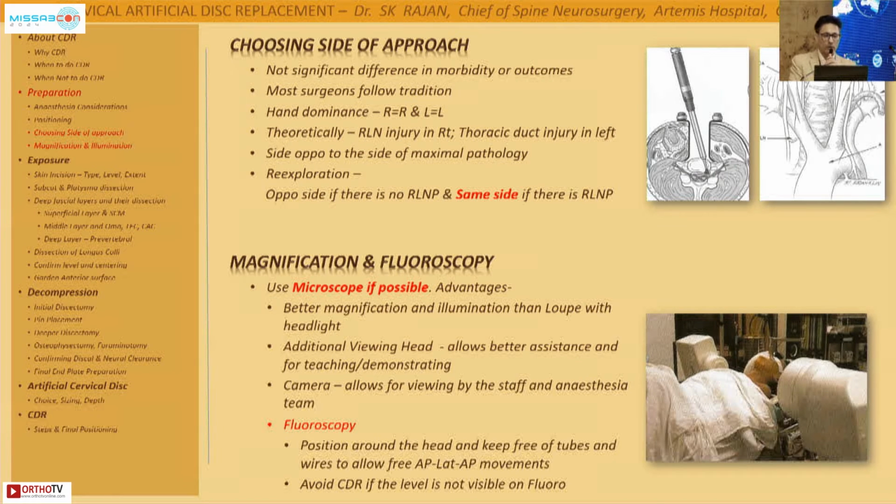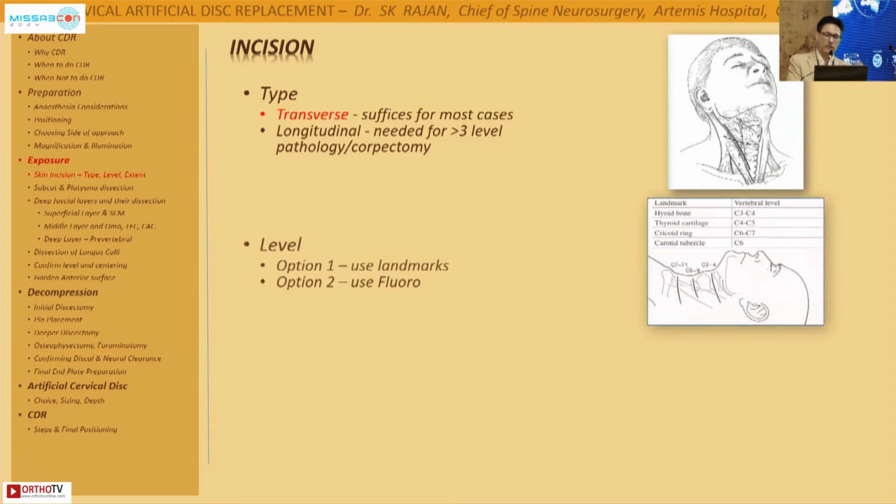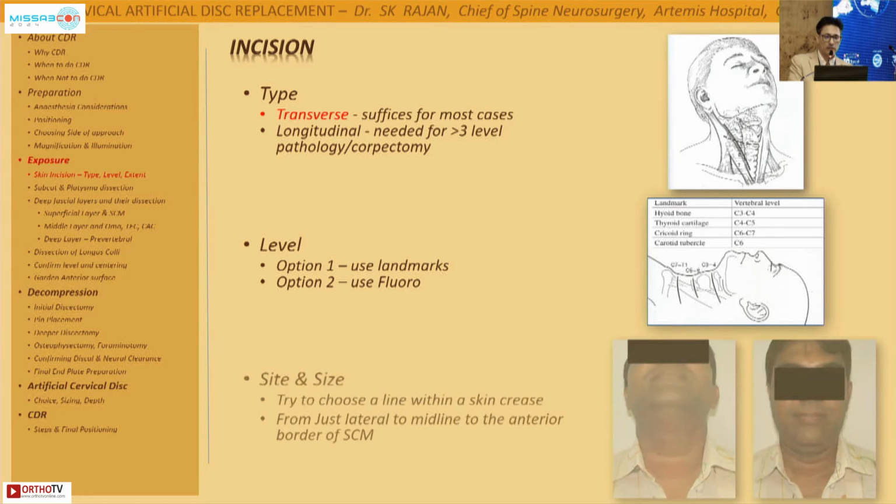There are doctors who do it with loupes, but in general it's better to go for a microscope because it gives you better, brighter imaging as well as helping your assistant to assist you in placing the retractor and things like that. The incision is usually transverse for a cervical disc replacement because we're not going for more than one or two levels. Also, the landmarks can be used in a standard manner, or you can use fluoro.